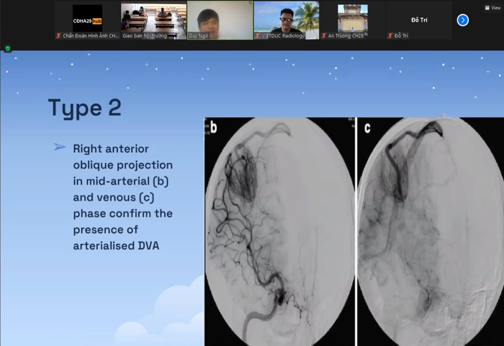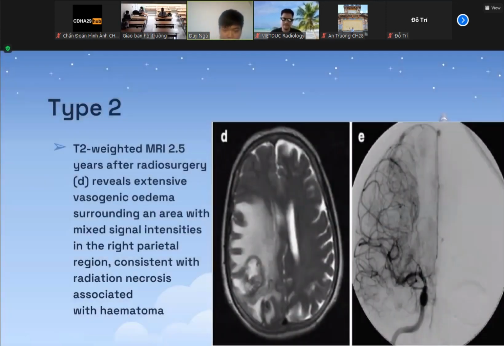It's the case of hemorrhagic arterial DVA. So be careful in your daily practice. Type 2: this is the image 2.5 years later after radial surgery, revealing extensive vasogenic edema surrounding an area with mixed signal intensity in the right parietal region, consistent with radial necrosis associated with hematoma.